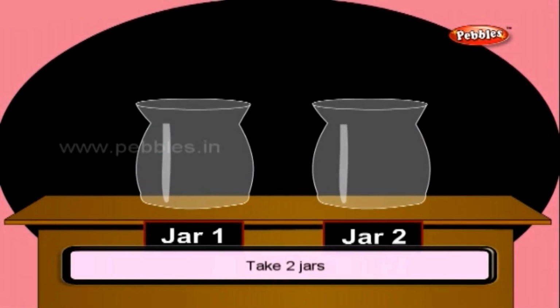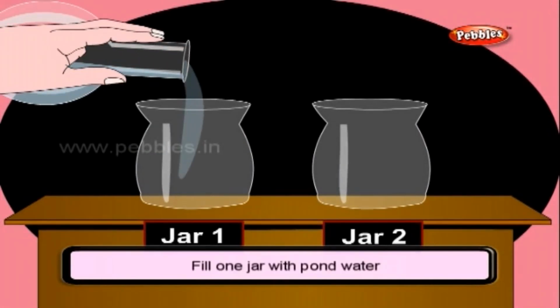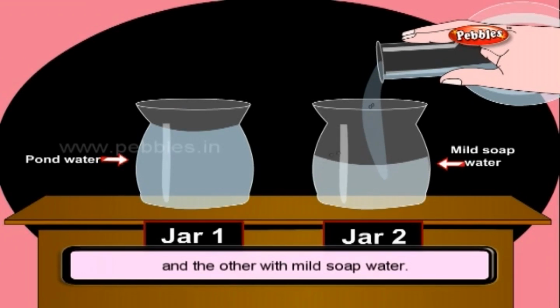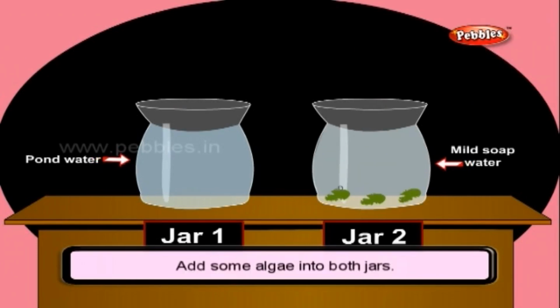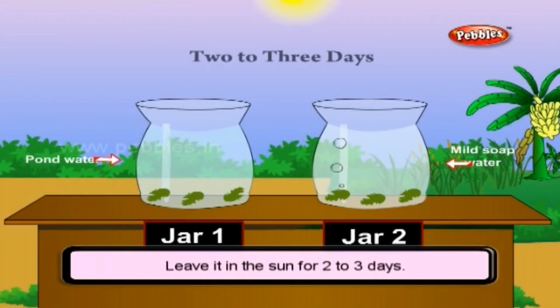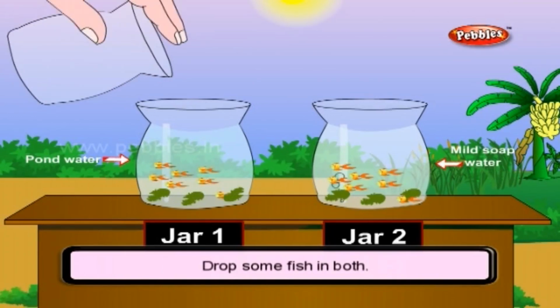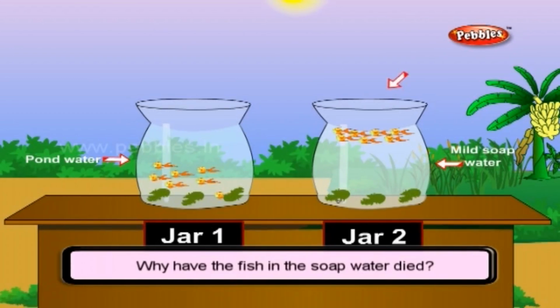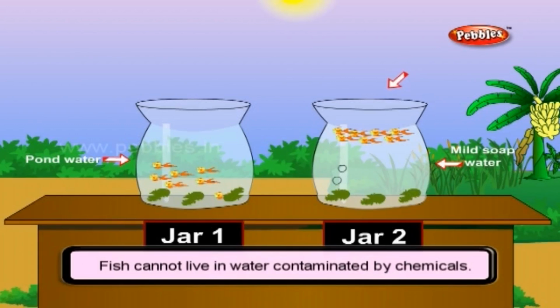Take 2 jars. Fill one jar with pond water and the other with mild soap water. Add some algae into both jars. Leave it in the sun for 2 to 3 days. Drop some fish in both. Observe the jars after a week. Why have the fish in the soap water died? Fish cannot live in water contaminated by chemicals.